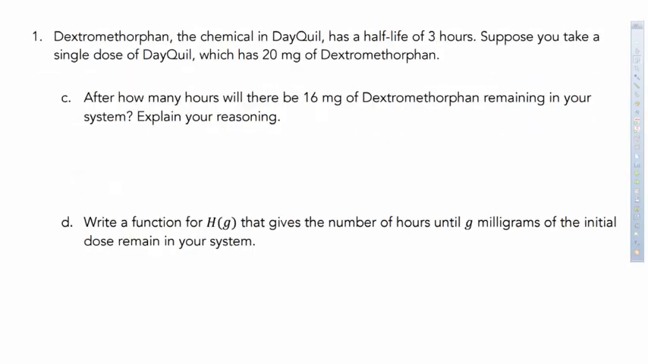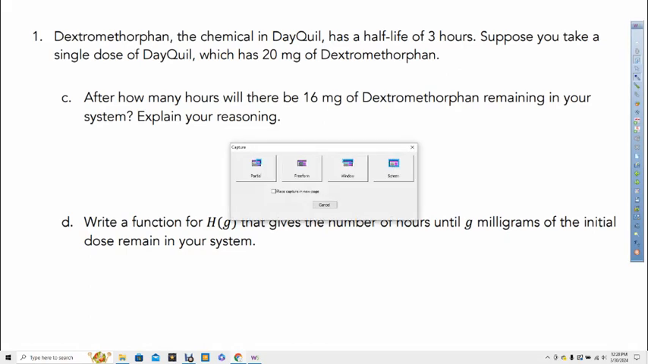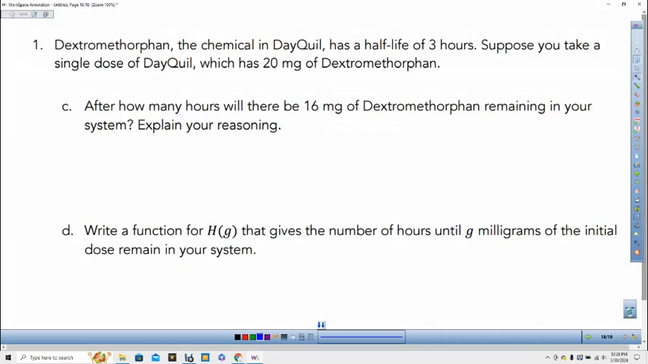All right, same question, part C and D. After how many hours will there be 16 milligrams of that thing remaining in your system? Explain your reasoning. So same thing. So you're still just going to solve it again. So 16 equals 20 times 1/2 to the h over 3. Divide both sides by 20. You get 16 over 20 is equal to 1/2 raised to the h over 3 power. 16 over 20, that's going to reduce to 4/5.